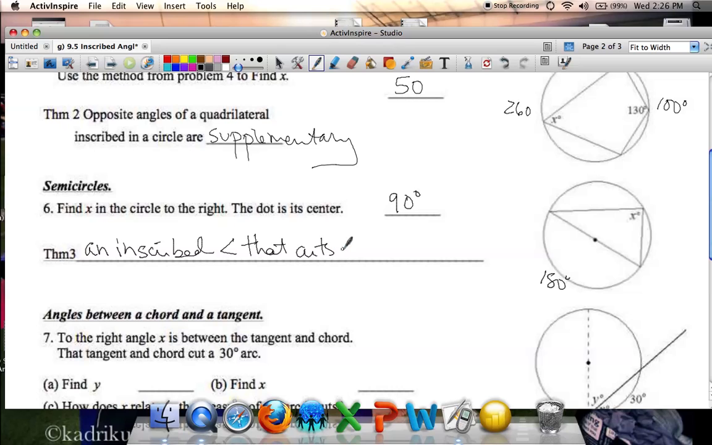An inscribed angle that cuts a semicircle is a right angle. Okay.